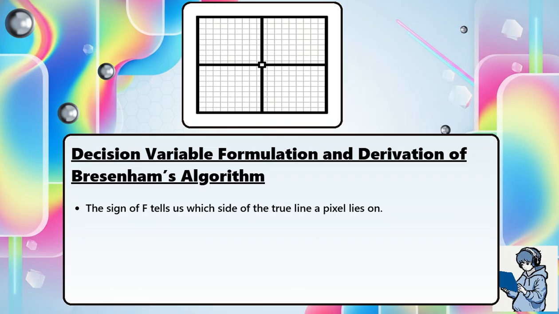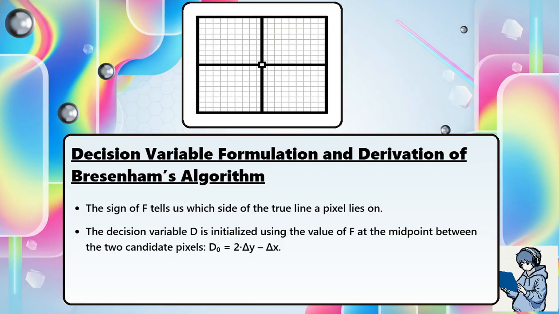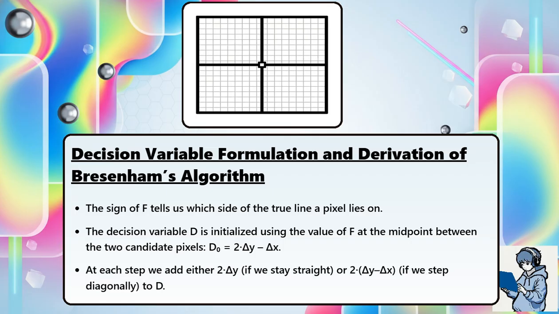The sign of f tells us which side of the true line a pixel lies on. The decision variable d is initialized using the value of f at the midpoint between the two candidate pixels. d sub 0 equals 2 times delta y minus delta x. At each step we add either 2 times delta y if we stay straight, or 2 times (delta y minus delta x) if we step diagonally.